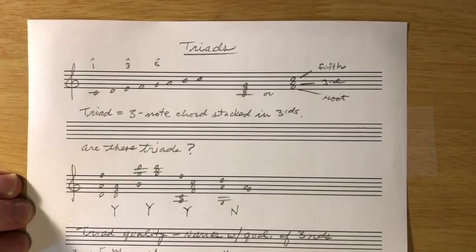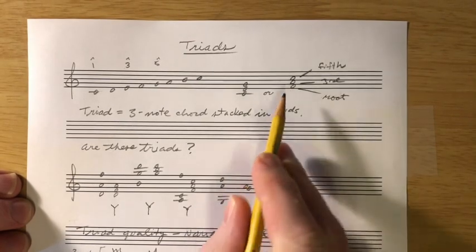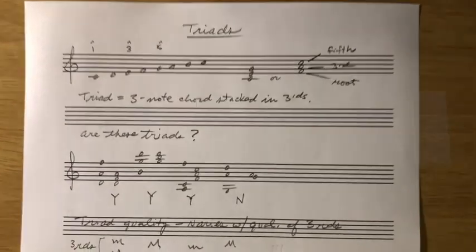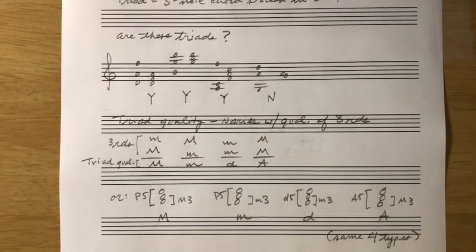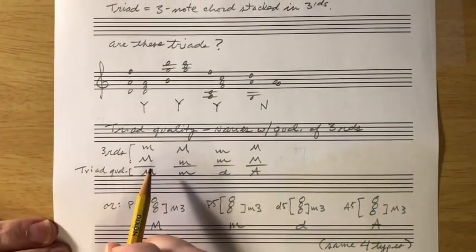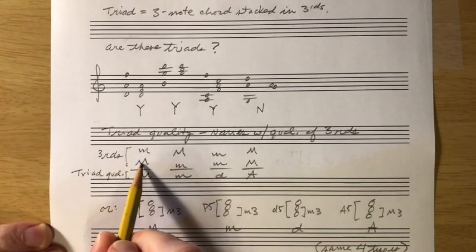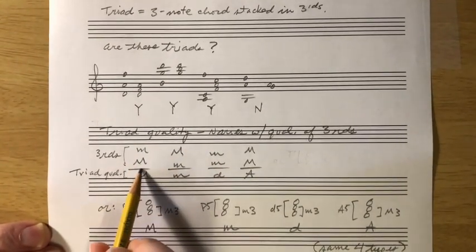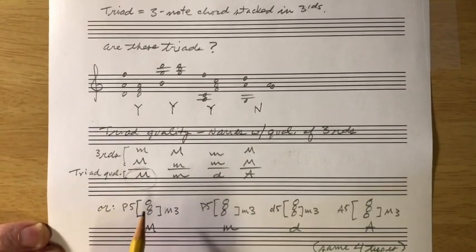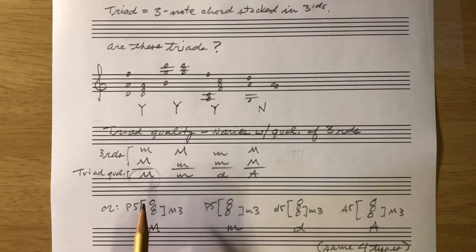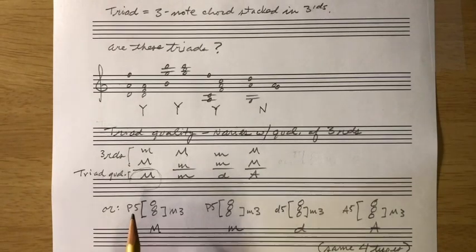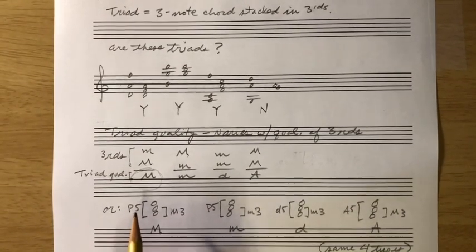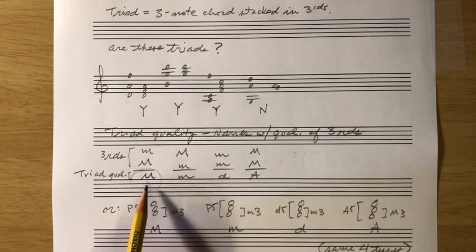When we have our triad stacked up this way in a close stack of thirds, it'll follow this pattern. If there's a major third on the bottom and a minor third on the top, the whole triad is called a major triad. It's like this. The bottom two notes make a major third, upper two notes make a minor third. The whole triad is a major triad.